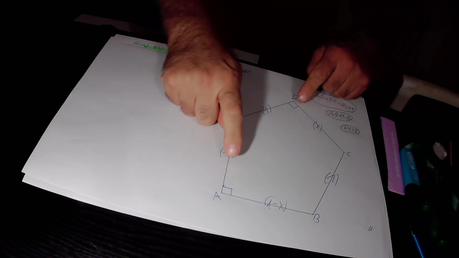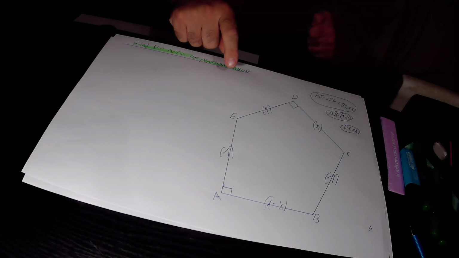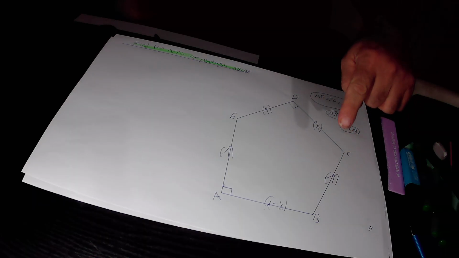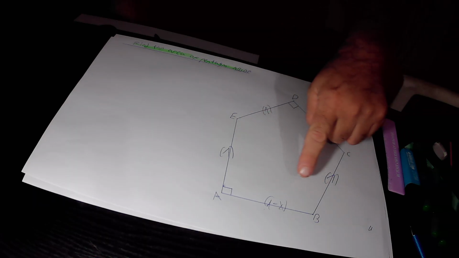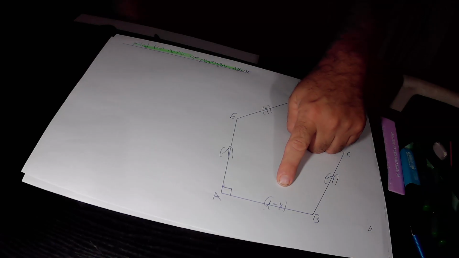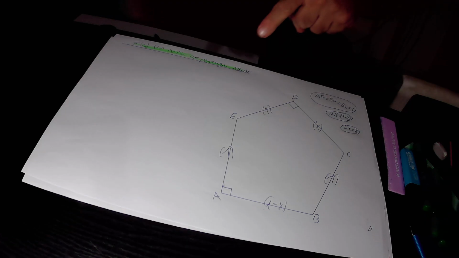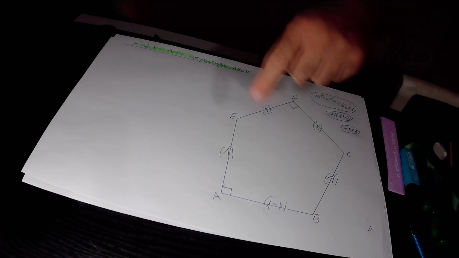In addition, we know that those two angles are both right angles. This is side ED, which is equal to 1 unit in its length. Side DC equals x units in its length. Side CB equals 1 unit in its length. Side AB equals x units in its length. And side EA equals 1 unit in its length. Again, our task is to find out the area of this pentagon A, B, C, D, E.